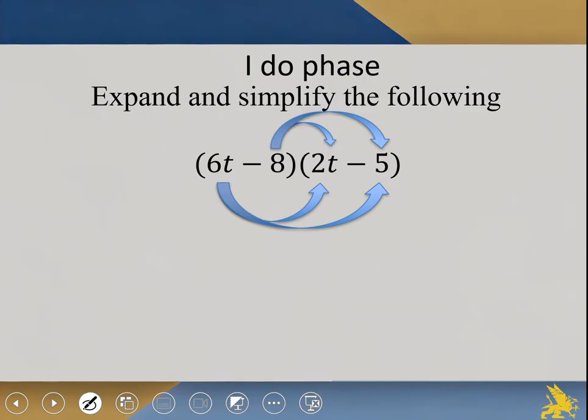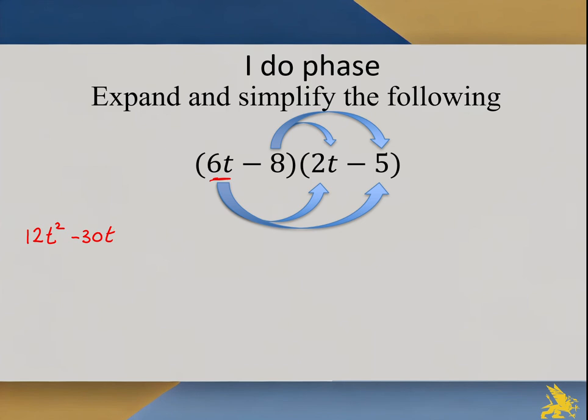So we've got 6t take away 8 in one bracket and 2t take away 5. So I'm going to start off with the 6t. So that means we've got 6t times 2t. 6 times 2 is 12. 2 times t is t squared. And then we've got 6t times 5. So 5 times 6 is 30. We've got a negative, so we negative 30. And then put a t there.